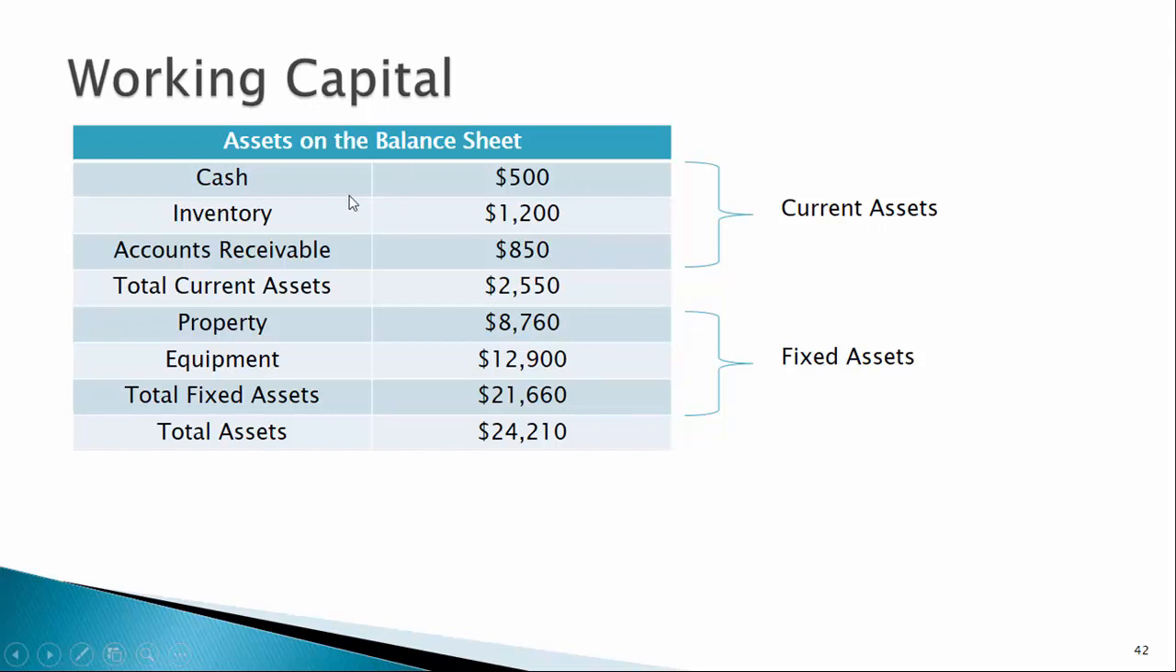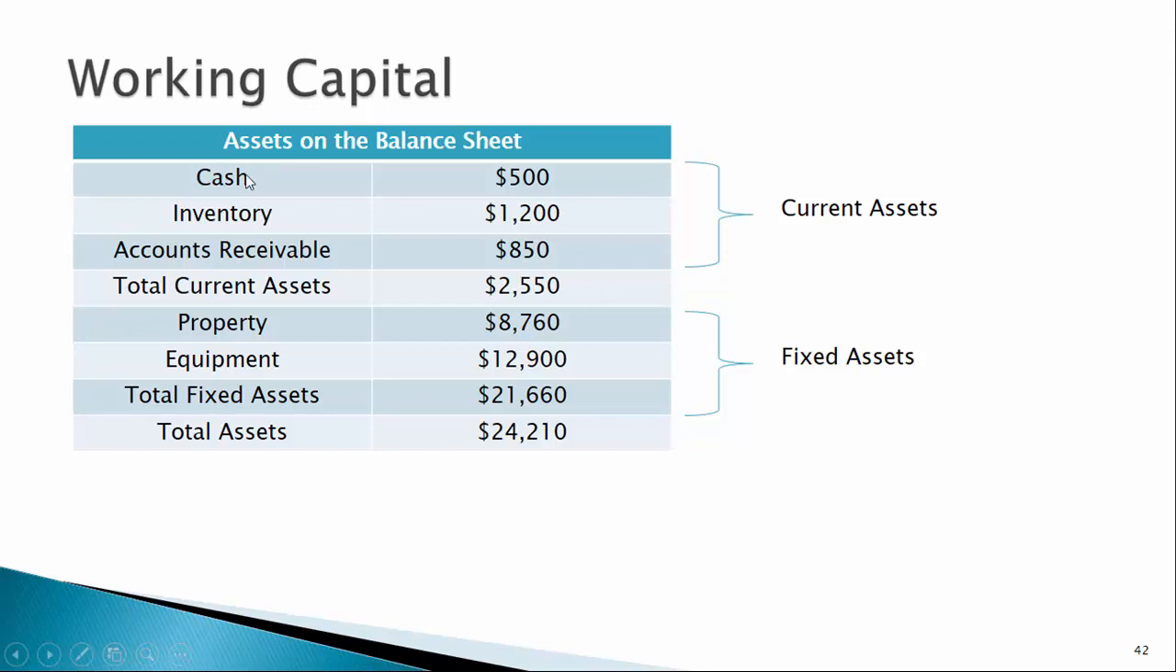Now you should remember some from your accounting classes about the balance sheet. So the balance sheet is assets equals liabilities plus equity, right? And with assets and with liabilities, we have two kinds. We have current assets and current liabilities, and then we have long-term assets and long-term liabilities. Long-term assets are called fixed assets because they sit in place.